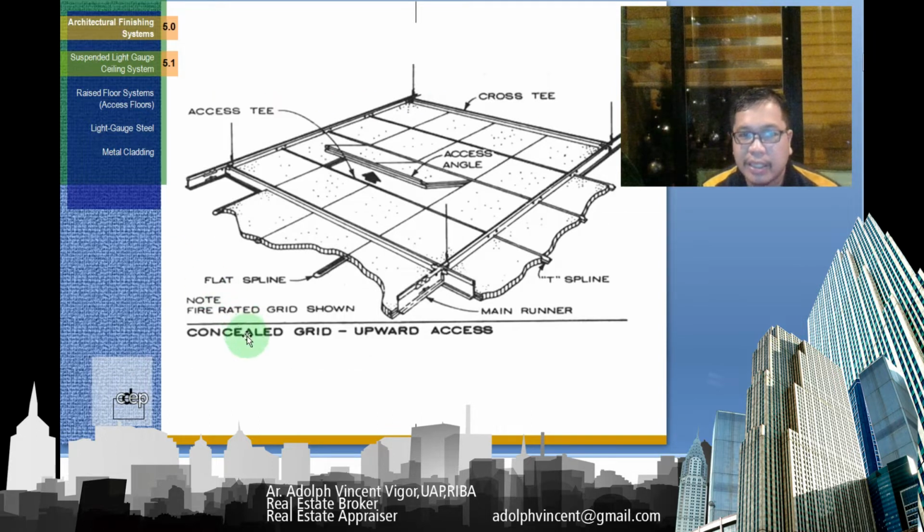Okay. Then this is a concealed grid upward access. So here you can see that this is the cross T steel. Here you have a T spline, and you have a fire rated grid. So this is the access angle. Okay. Then these are the ties to the bottom of the slab or the beam.